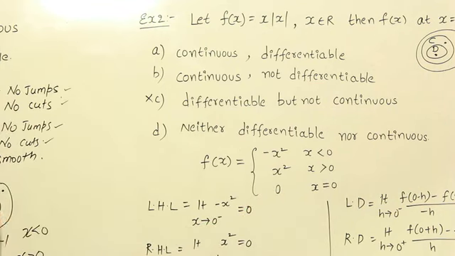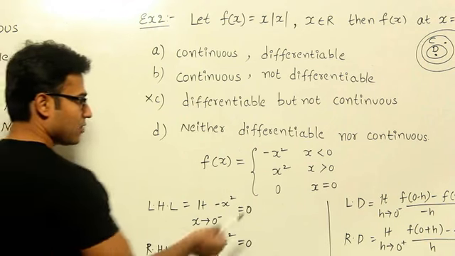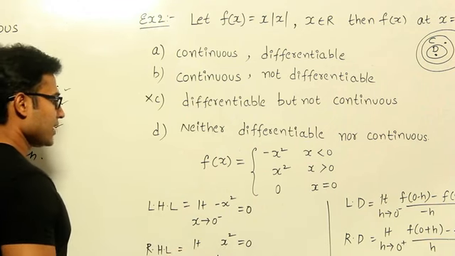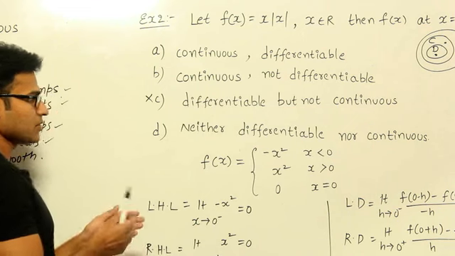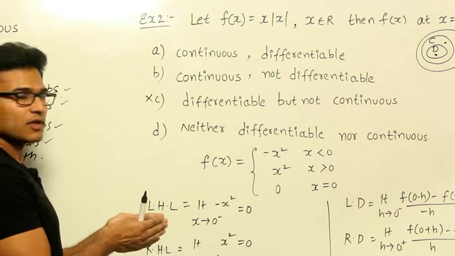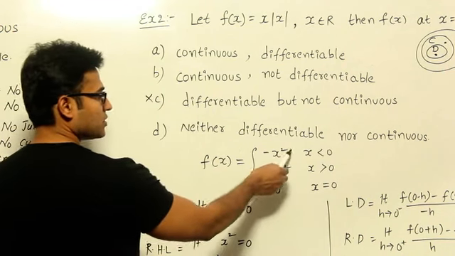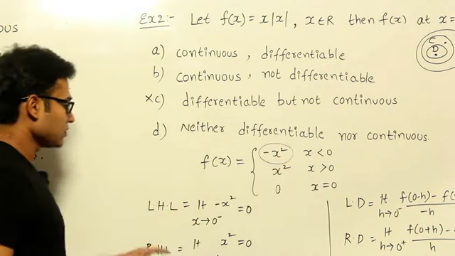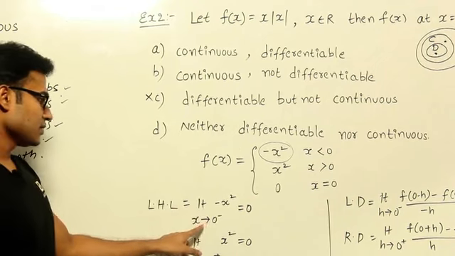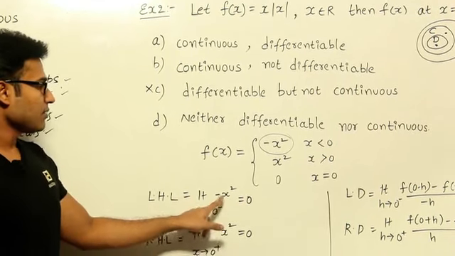Now if you observe it, we have to find out the left hand limit. Now what is left hand limit? Left hand limit means what happens to the function when the value is just less than 0. When the value is just less than 0, this is the function which you are going to use. So left hand limit is nothing but limit x tends to 0 minus of x square.